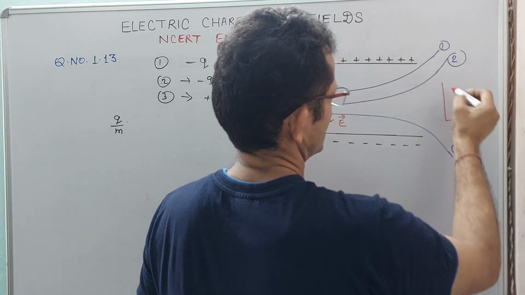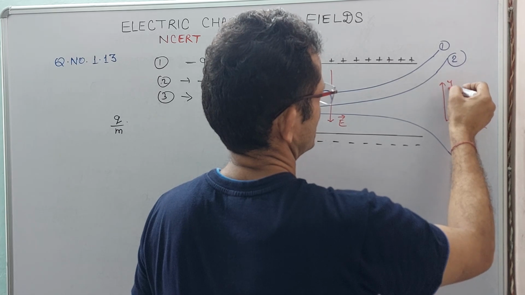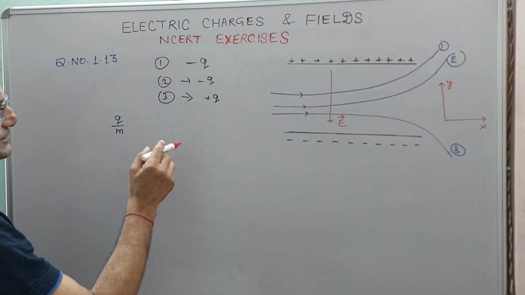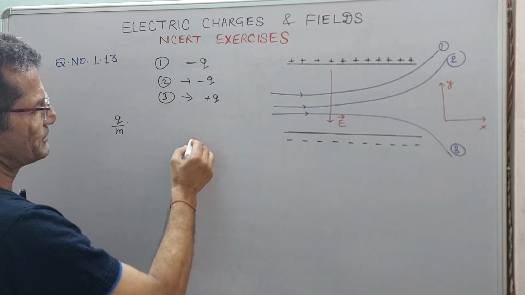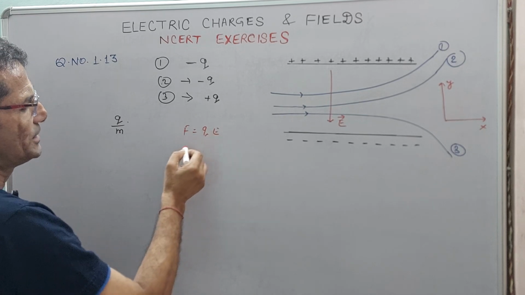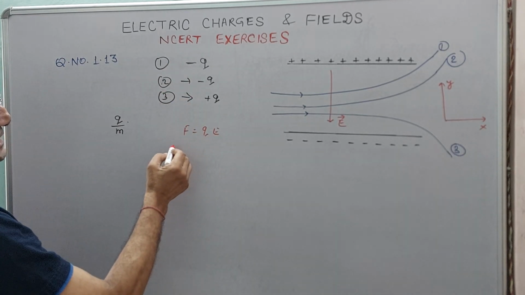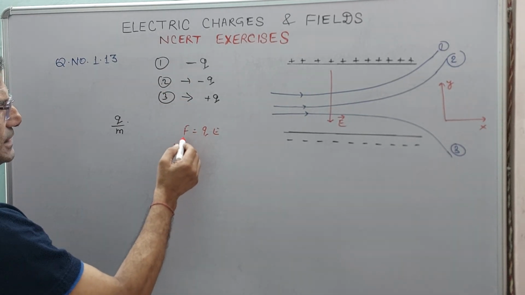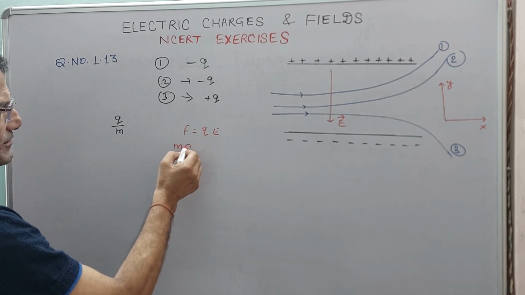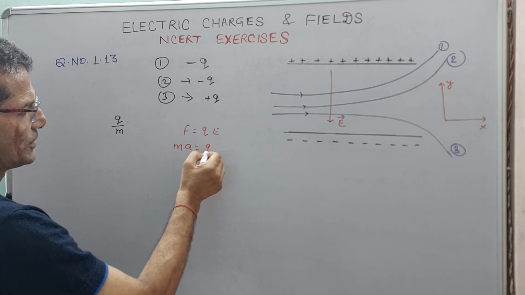So this is our x-axis and this is our y-axis. There is an electric field between the plates, so definitely there would be a force on this one. Now F is equal to charge into E, QE. If the mass of each particle is m, F is equal to QE, and from Newton's second law F is equal to ma.